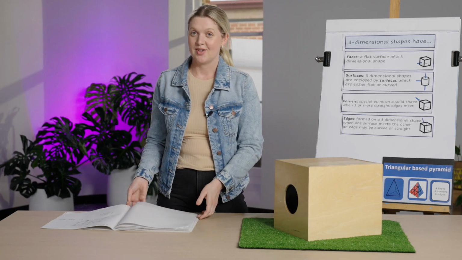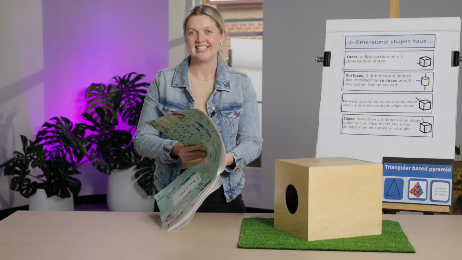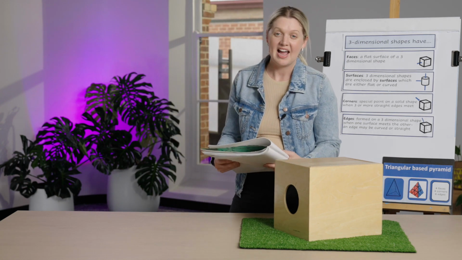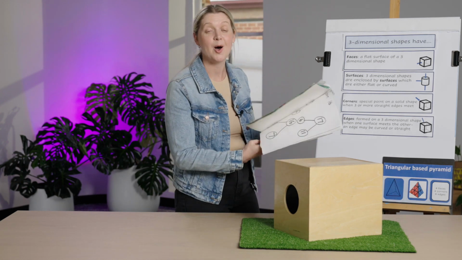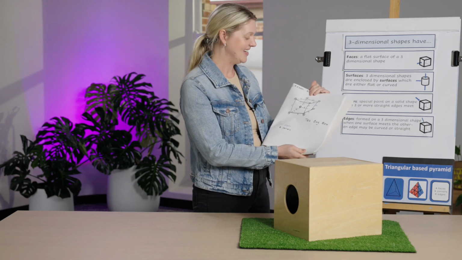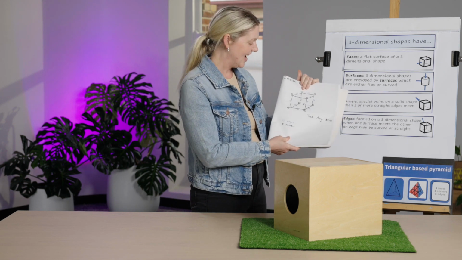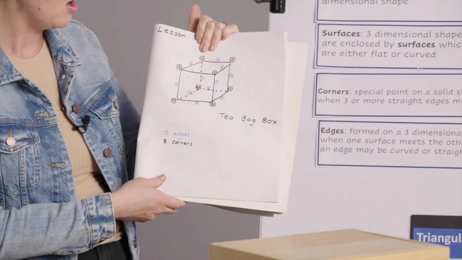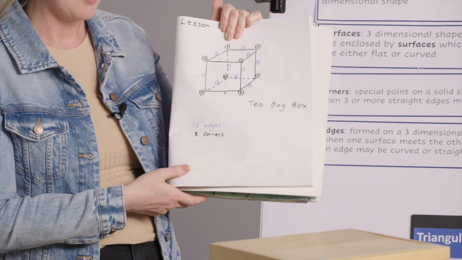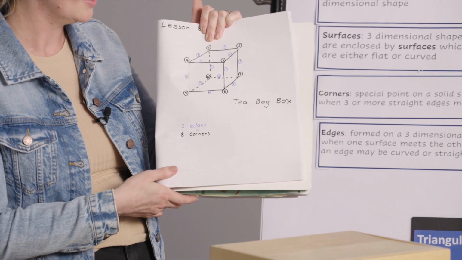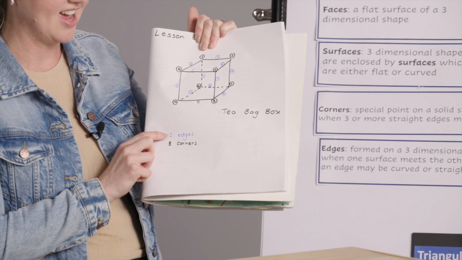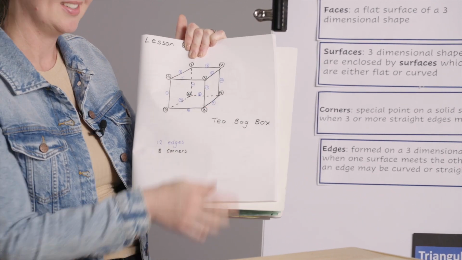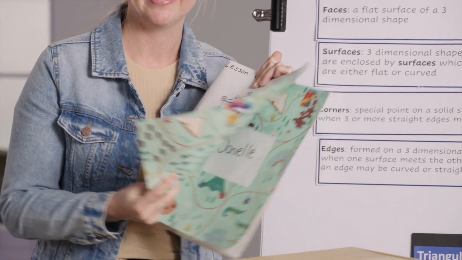Now you may have done the home task. I'd like to share what I did. So I was looking for three-dimensional objects in my house and I found the box that my tea is in. And it was a cube shape. And in blue, I counted the number of edges on the box, and in the black here, I counted the number of corners. So the tea box had 12 edges and 8 corners. How did you go with that?